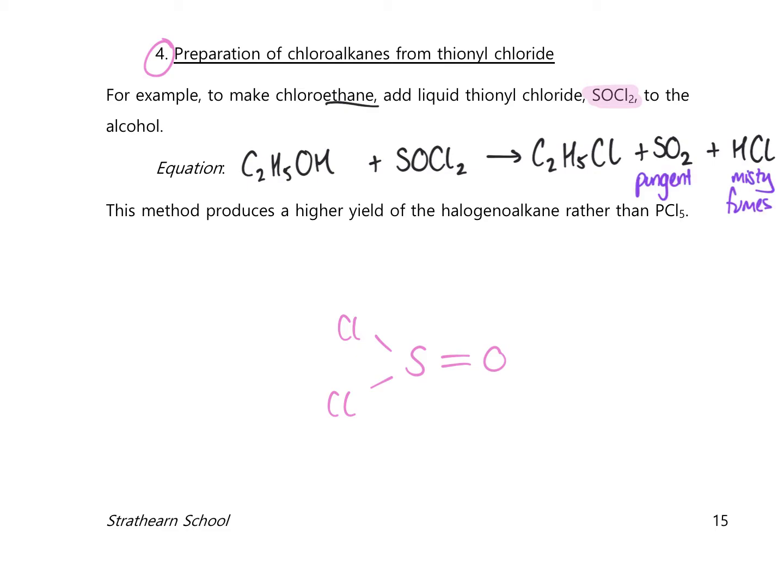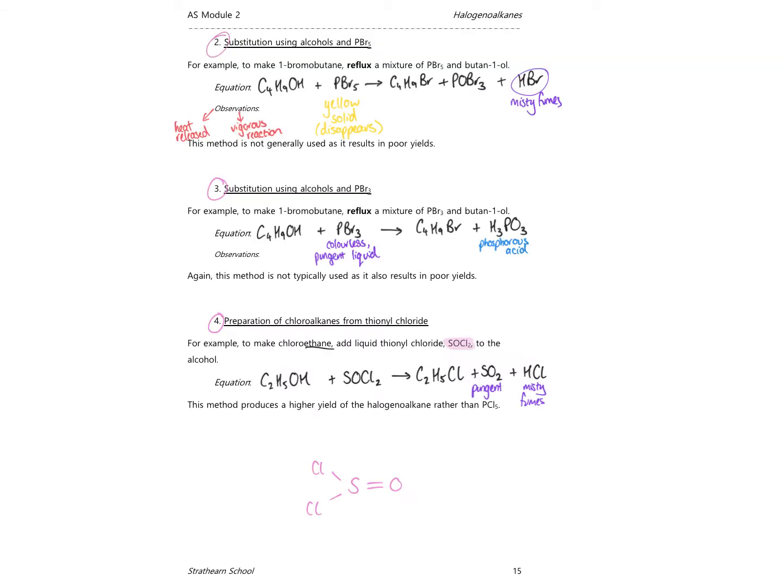Again, you don't specifically need to know observations for this reaction, but you can apply them from other topics. So, for example, we know that sulfur dioxide has a pungent odour, and we know that from our halogens topic. It has a pungent odour, and HCl would produce misty fumes, so those would be observations you could learn for that reaction.